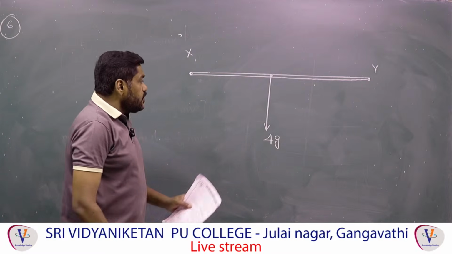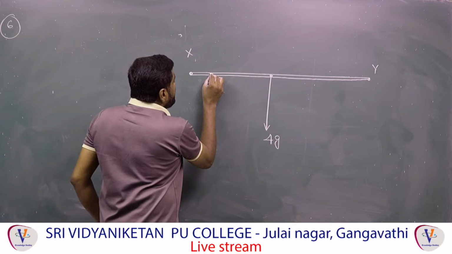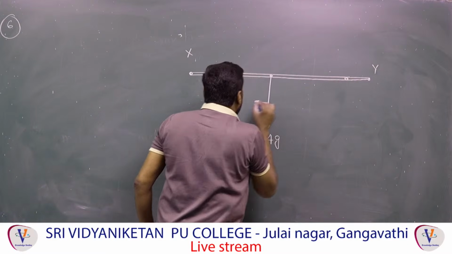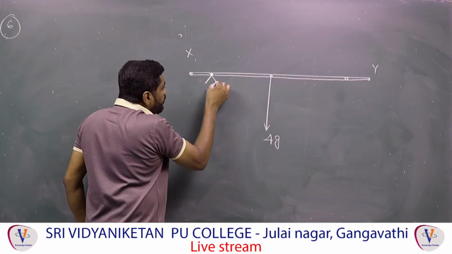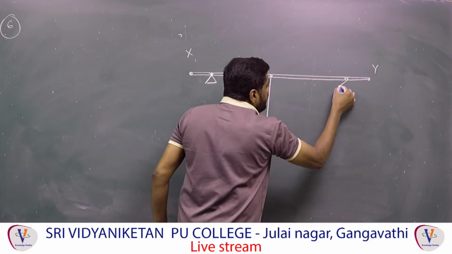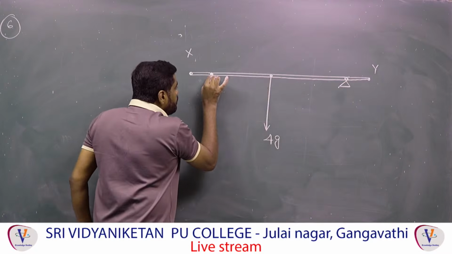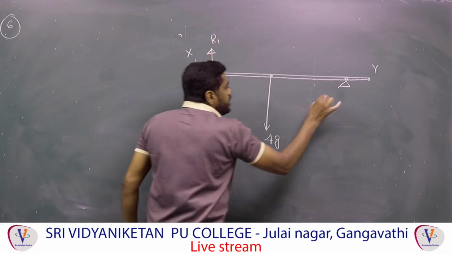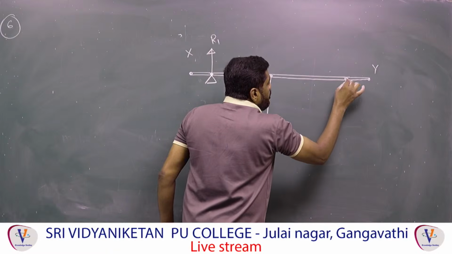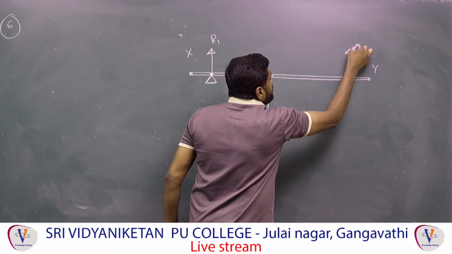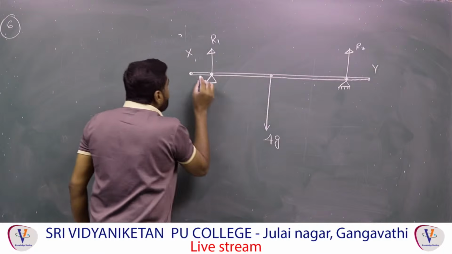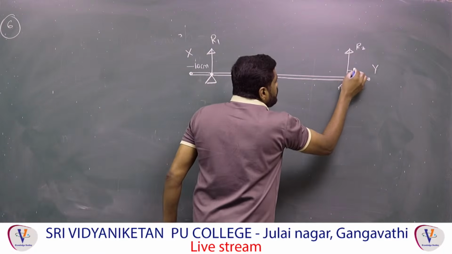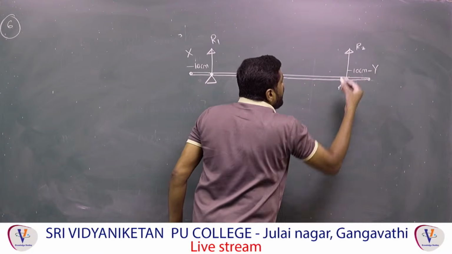Next, what they said: at exactly 10 centimeter from the first end and 10 centimeter from the second end, they kept the supports. Therefore, this is the first support and this is the second support. The first support applies a reaction, for example R1, and the second support also applies a reaction, R2. And this length is 10 centimeter, and this length is also 10 centimeter.